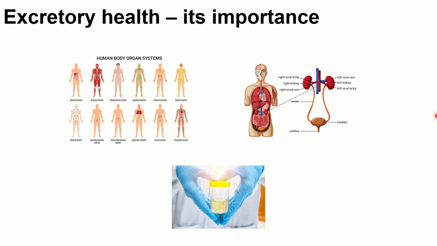Our body consists of 10 types of systems, starting from muscular system, skeletal system, and ending with circulatory system. The excretory health is very much important, and it is directly or indirectly deciding the health factor of a human being.